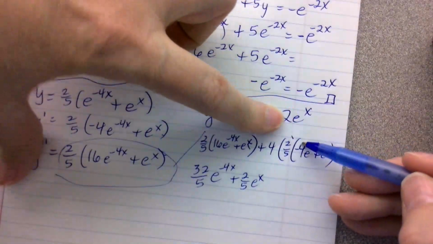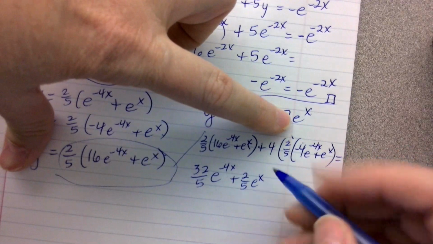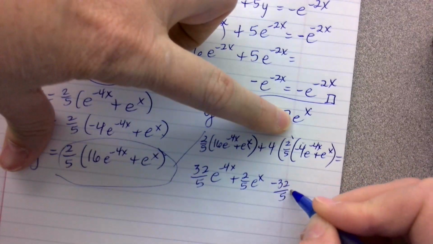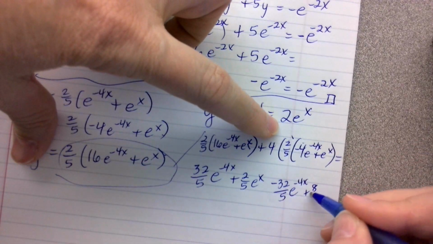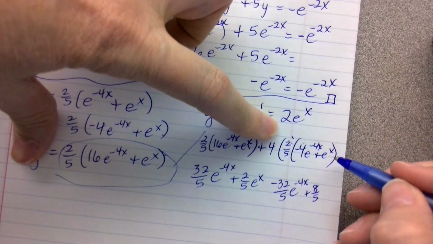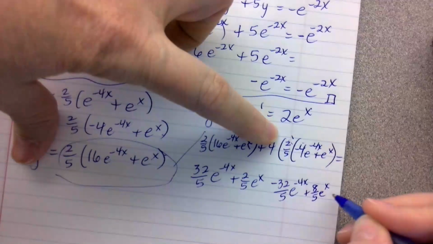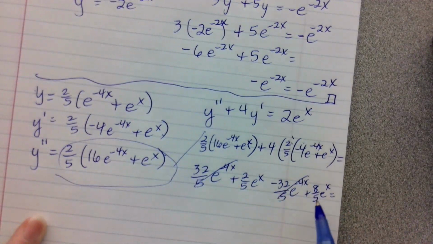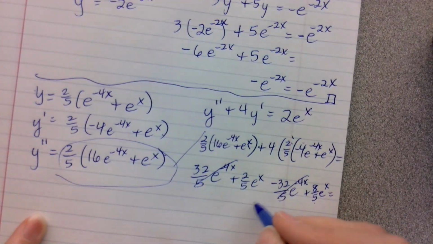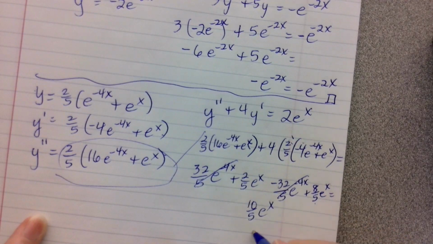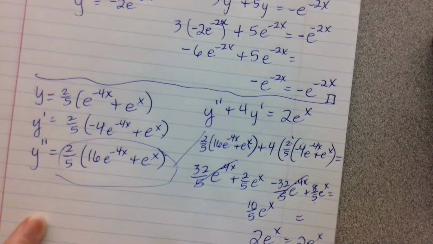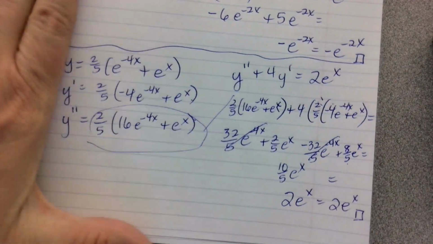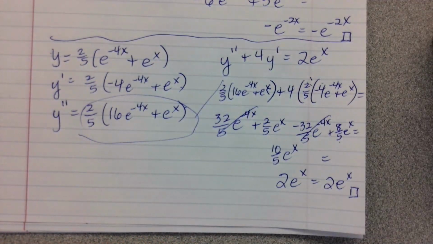Minus 32/5 e to the negative 4x plus what? 4 times 2/5, it'll be 8/5 e to the x. I didn't see the 4. And they do cancel. 8/5 plus 2/5 is 10/5, which is 2e to the x, which was exactly what they wanted us to get, right? Proof done.